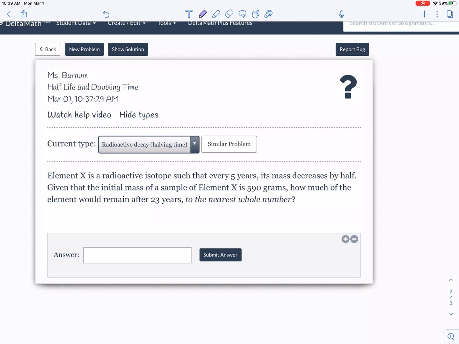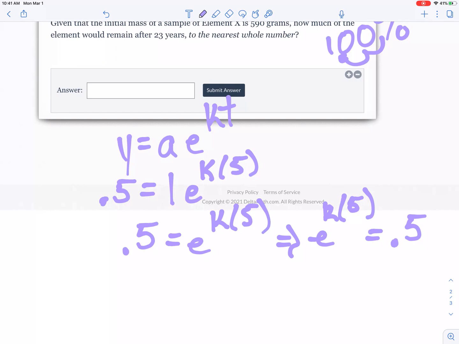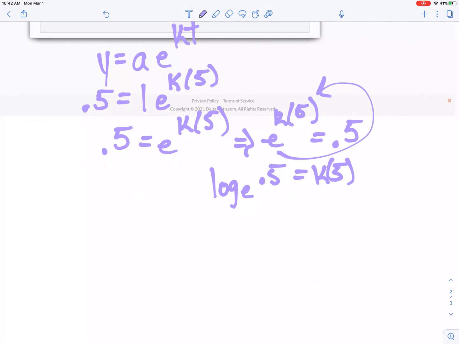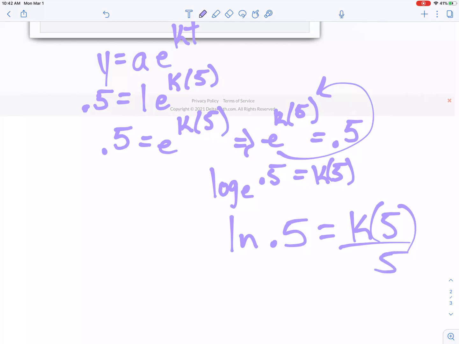Its mass decreases by half. Given that the initial mass of... I can't plug this e to the k5 in my calculator because of that variable k, but what I can do is a nice happy circle method, which would give me the log base e of 0.5 equals k times 5, which I know log base e is actually just ln of 0.5, and that's a happy number I can just plug into my calculator. And with this 5 being multiplied by the k, I can just divide that.